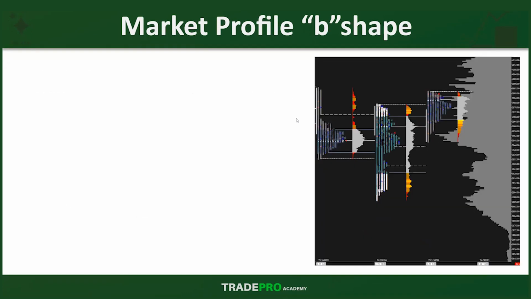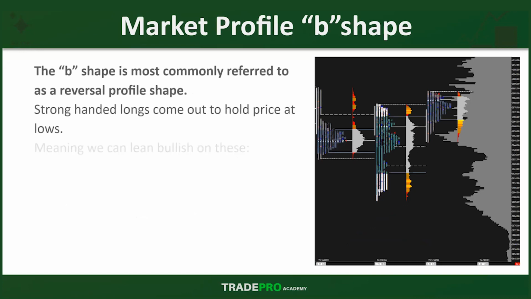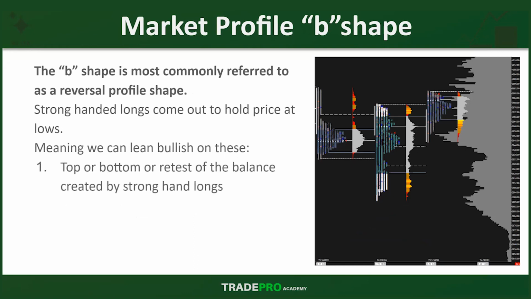We're just playing it based on that P-shaped movement. Now with the P-shape, it's a reversal pattern naturally, and the strong-handed longs do come out, meaning that we could lean bullish at these following areas, at the top or the bottom of the balances created by these strong longs, or the single print area.